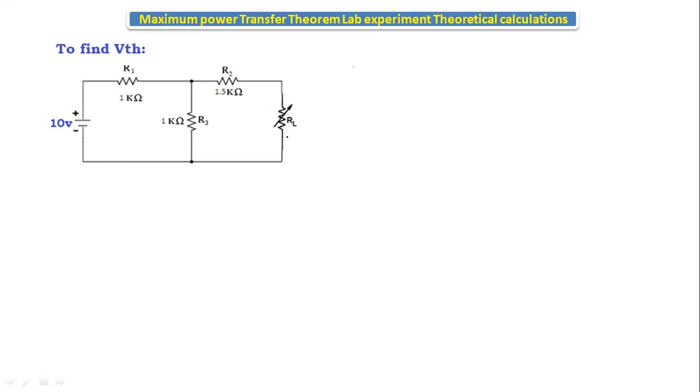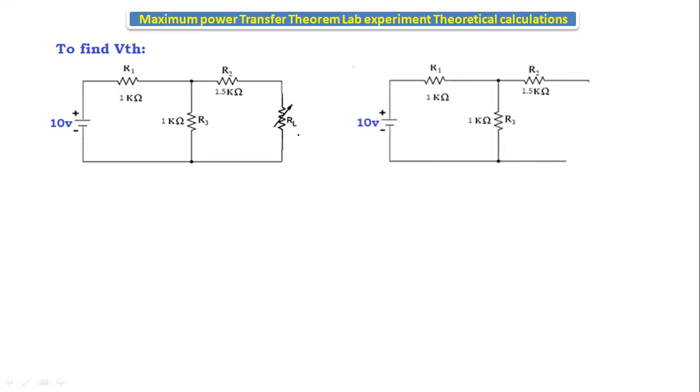To find VTH, the procedure is to remove the load resistance and find the voltage across the open circuit terminals. So here I am removing the load resistance. Assume that this is terminal A and this is terminal B. The voltage across this open circuit terminal is nothing but VTH. We already saw this procedure in Thevenin's theorem.